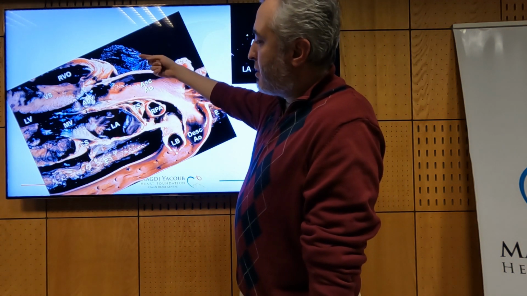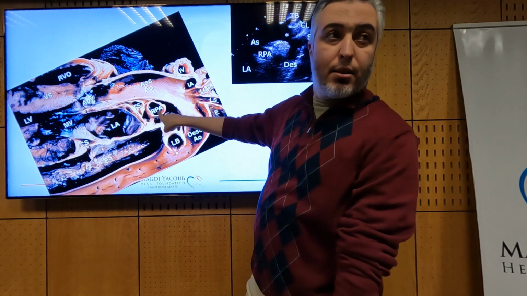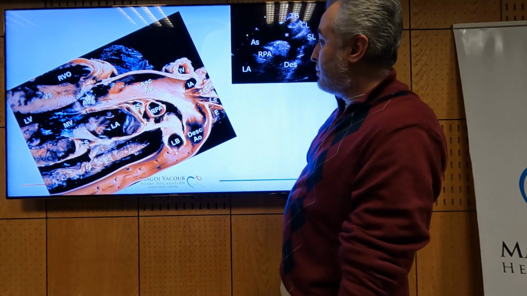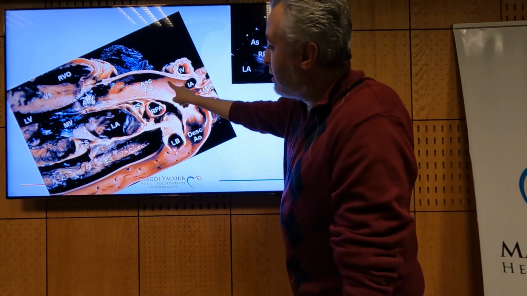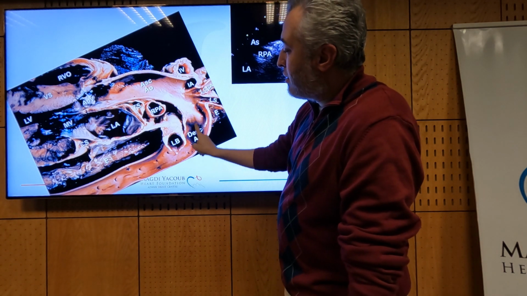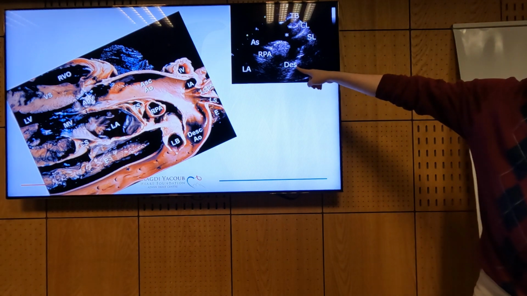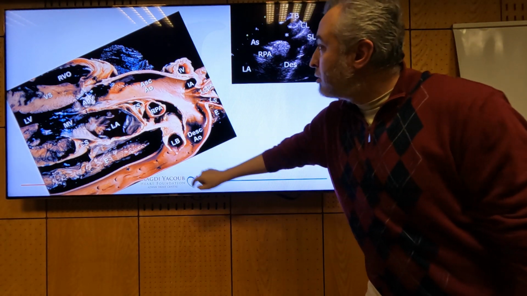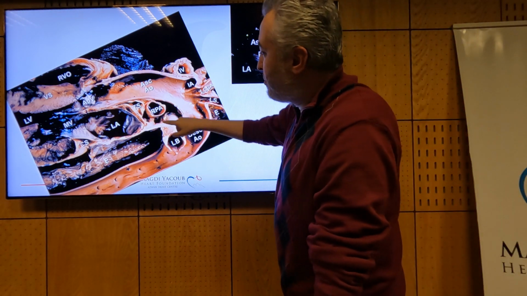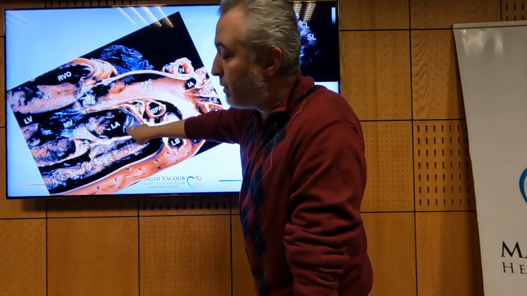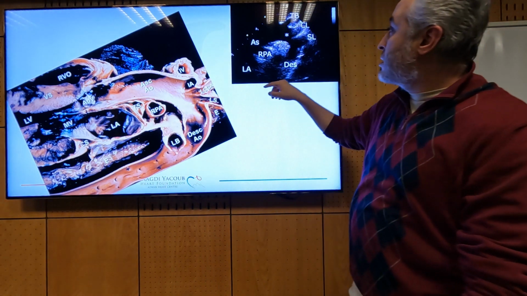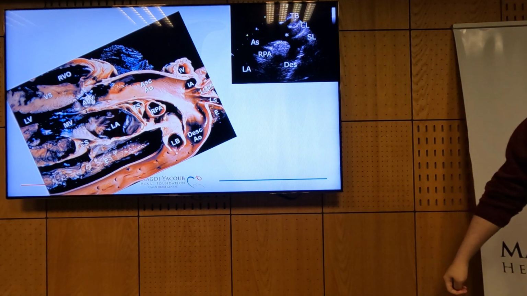The artery that passes behind the ascending aorta is the right pulmonary artery, the RPA. You can see very well the aortic arch. If you get a narrowing at the distal arch, like a coarctation, you can appreciate that here, and the descending aorta. And what is just below the RPA is the left atrium. So this is left atrium.